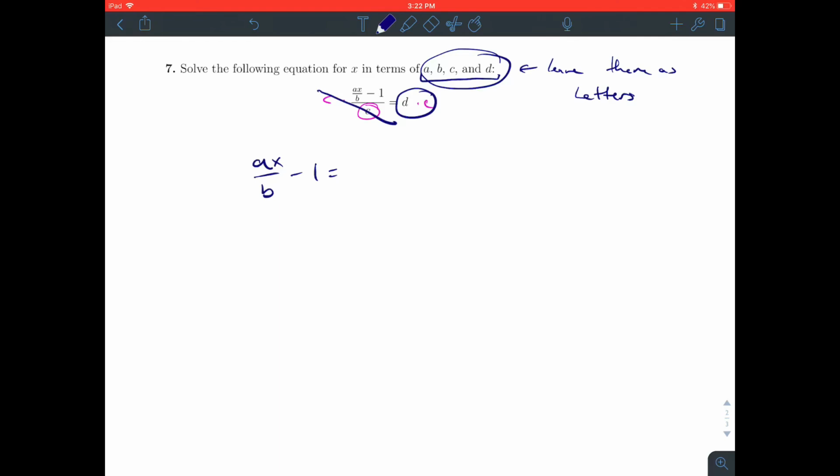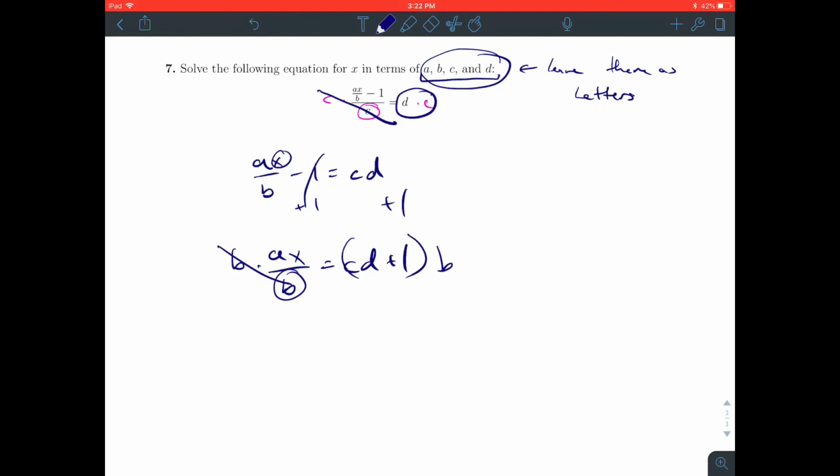Just like we talked about in class today, we can use the commutative property to write that as C times D. Next up, in solving for x, the 1 is the furthest away, so I'll add 1 on both sides. We get AX over B equals CD plus 1. Next up, the B is the furthest away, so we'll multiply by B on both sides. And just like you guys noticed in class, we'll have to put parentheses to show that we're distributing to the whole side. So we get AX equals B times C times D, and then plus 1 times B is B.